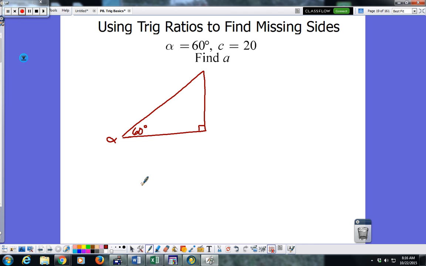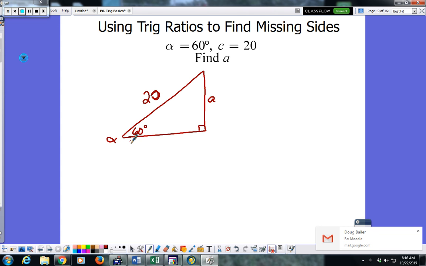Here's what you got to remember. Angle alpha will always be across from side A. Angle beta will always be across from side B because it's like B and B. Angle gamma will always be across from side C, and C will always be your hypotenuse. A and B are your legs, C is your hypotenuse. So if we're given this information and we want to find side A, this is our side A because it's across from alpha. A and alpha are opposites, okay?